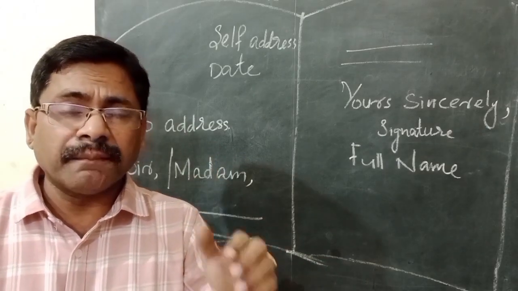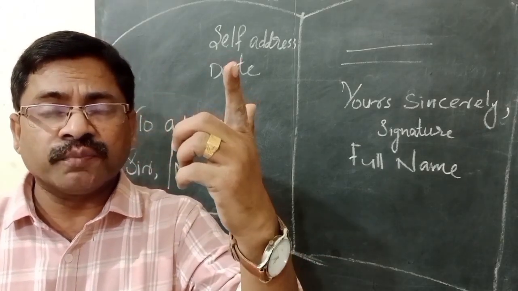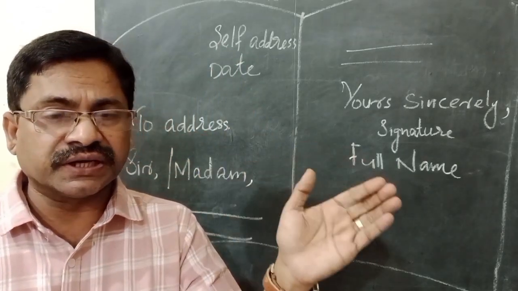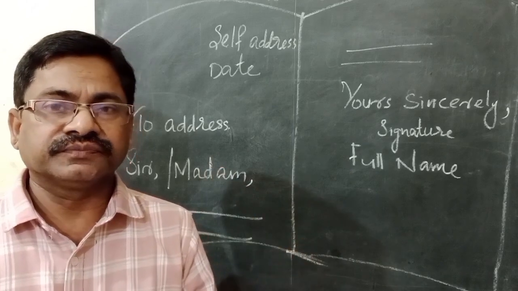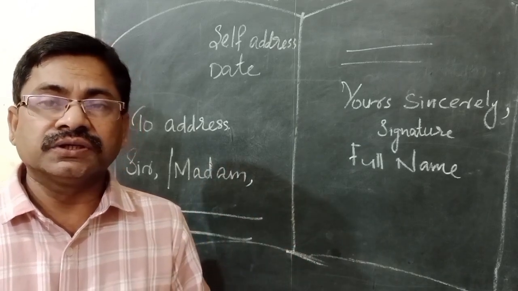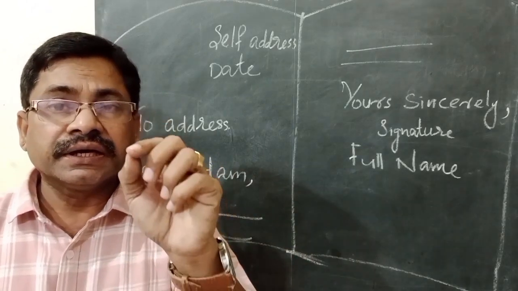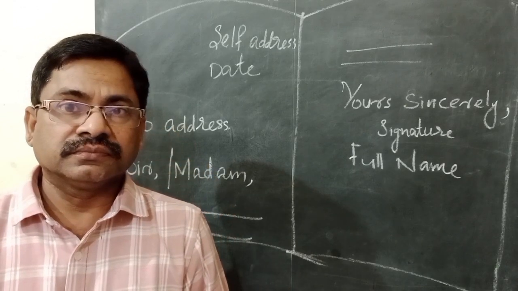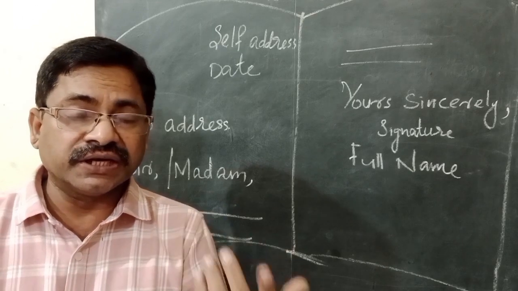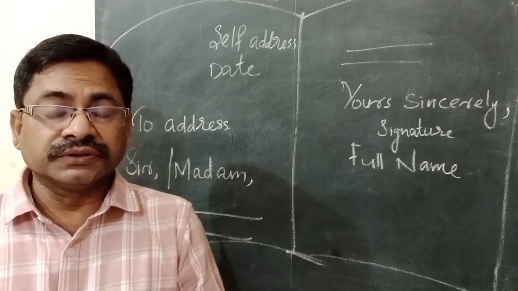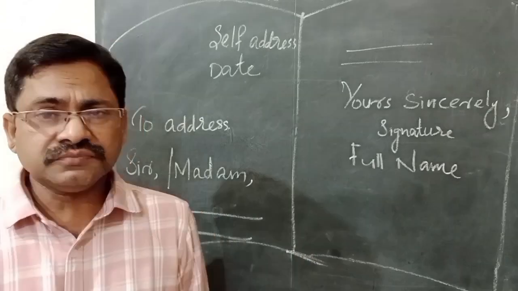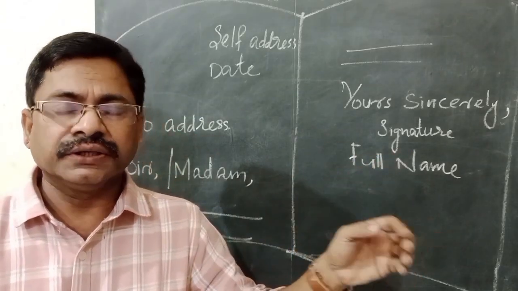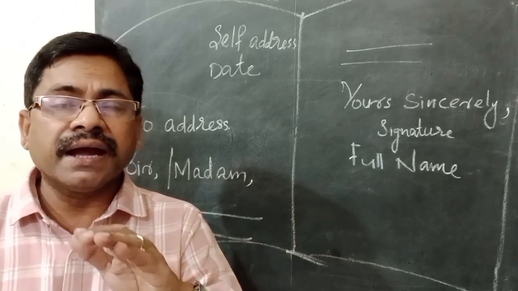Another example. Write a letter to the manager of a mobile shop. We have to write to the manager. So in the first line, the manager. Second line, what will you write? We have to write the name of the mobile shop. The Bajaj Electronics, the Samsung mobile shop. If there is no particular name mentioned in the question, you can write an imaginary name.